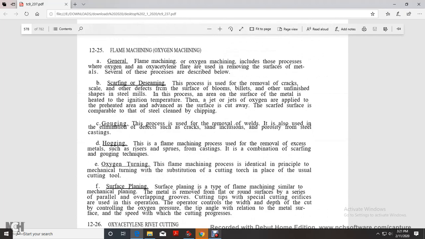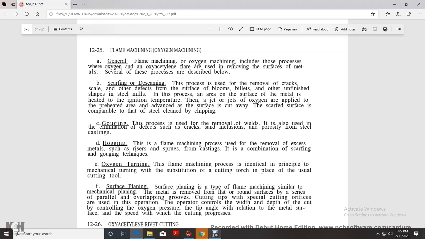Alright, in general, the flame machining with the oxygen machine includes these processes with the oxygen acetylene flame, which remove the surface of the metals. The processes are described below. Scarfing, or deseaming, is the removal of cracks, scale, and other surface defects from blooms, billets, and other unfinished shapes of the steel mills. The process heats the surface of the metal with the ignition temperature, and a jet of oxygen is applied with the preheat flame as it advances along the surface.